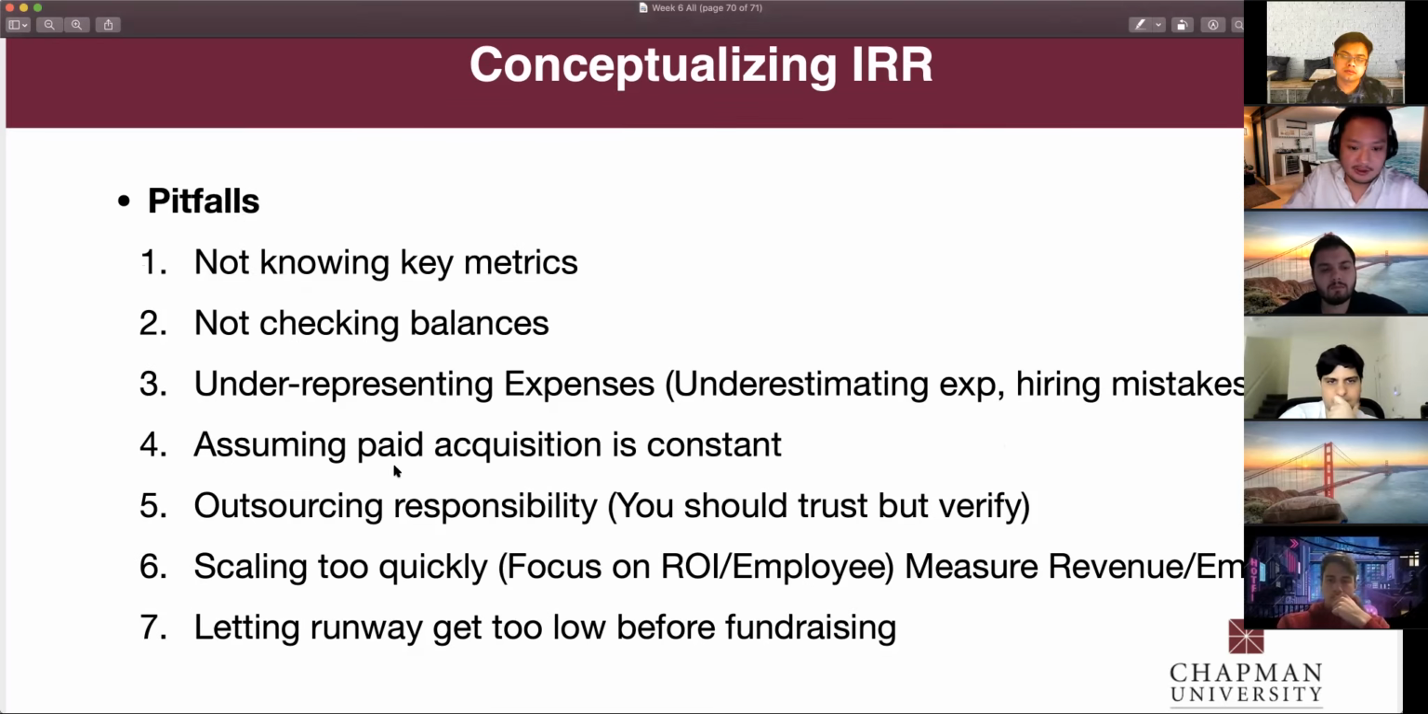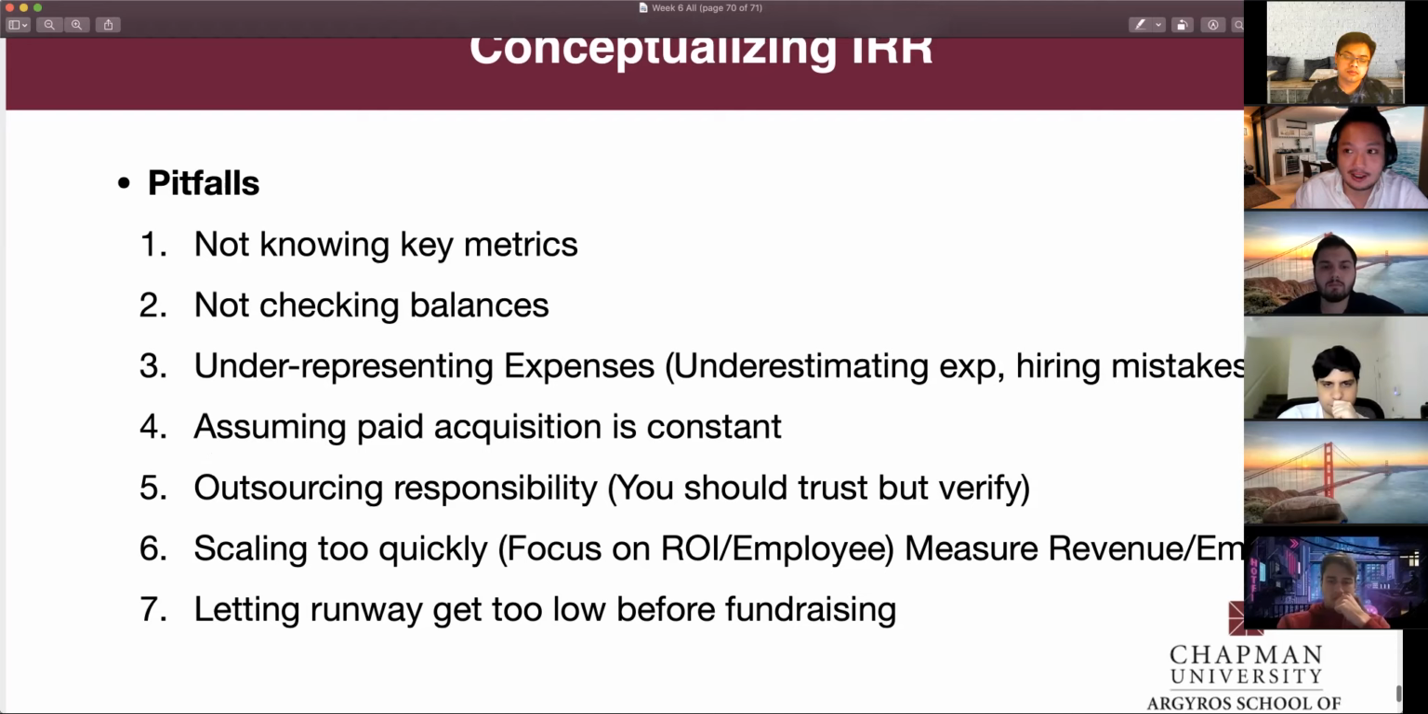Other stuff, I mean, assuming paid acquisition is constant, this is something that the video briefly talked about. This could change. This could be a variable cost, right? Sometimes there's seasonality. So let's say you're selling Christmas gear, or Halloween costumes, for example. Your customer acquisition cost might be significantly lower than selling Halloween costumes in like February. Right? It makes no sense to sell them, right?